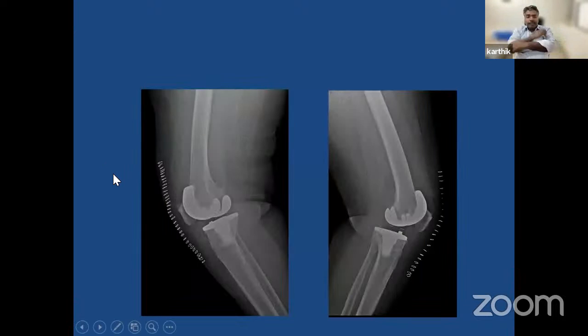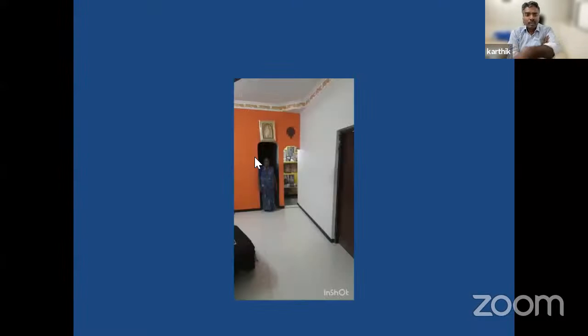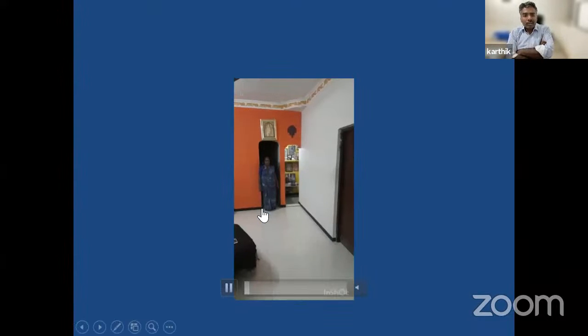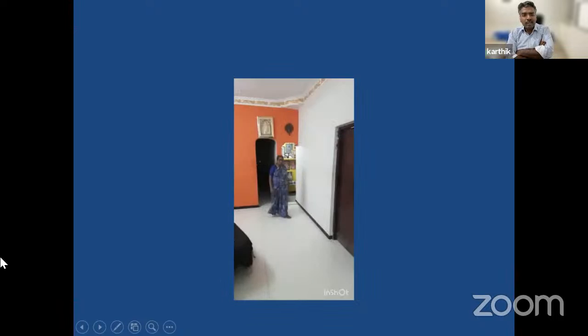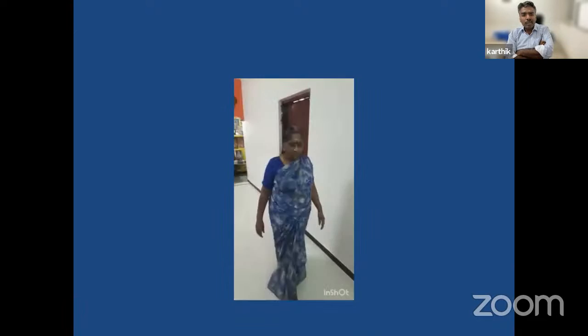That was the post-op X-ray. And this patient is about 4 months. You can show that walking video. She was braced for 6 weeks. And she's just refusing to come to the hospital.